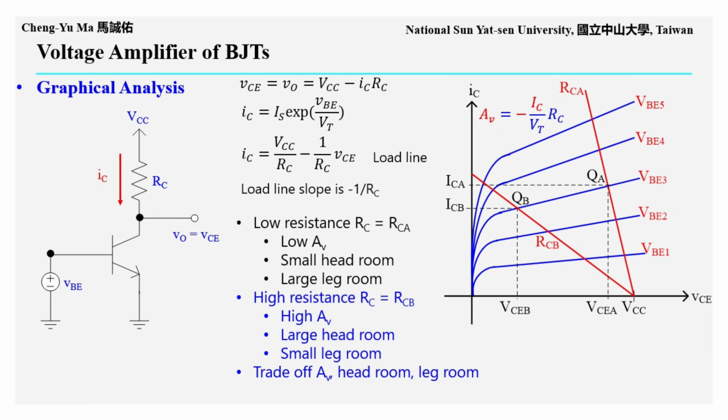Similarly, when the load resistance RC is high, such as RCB, the load line becomes flatter. For the same change in VBE, the output voltage VCE changes more, so the voltage gain increases. However, the operating point QB has a smaller VCEB, which reduces the leg room. This means that the positive swing of the small input signal VBE cannot be too large. Therefore, in amplifier design, the choice of RC must consider the trade-off among voltage gain, headroom, and leg room.